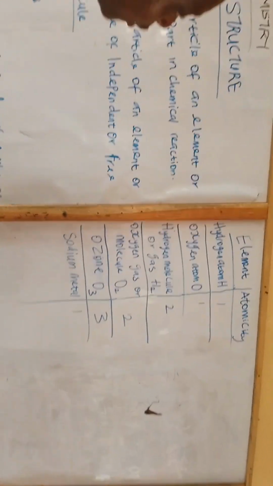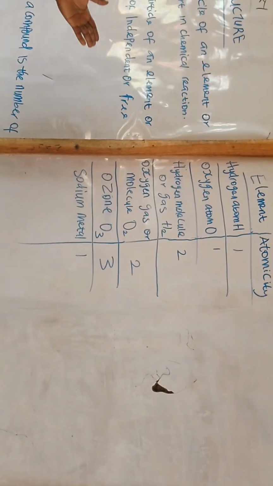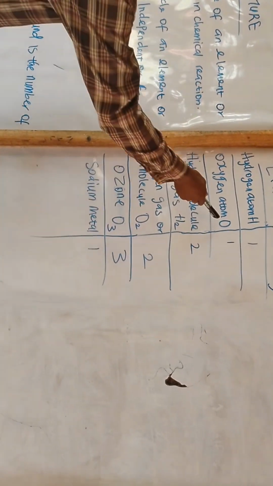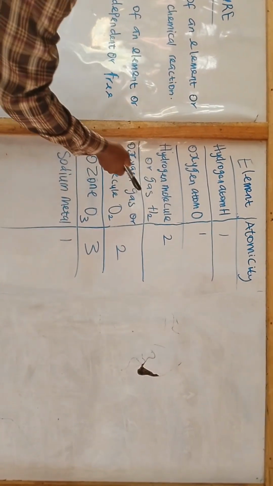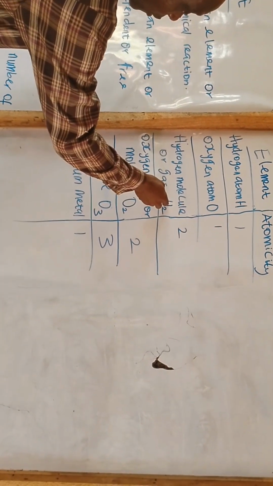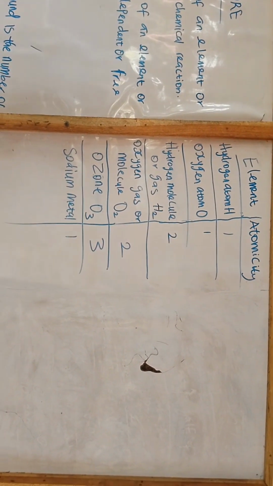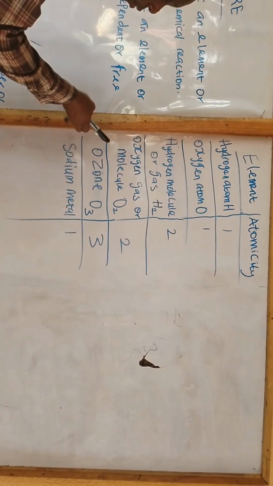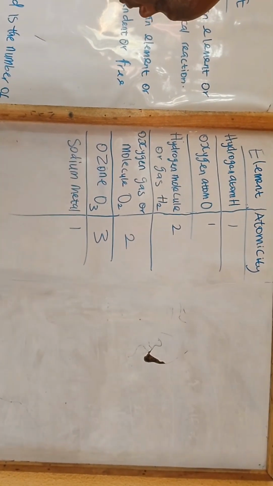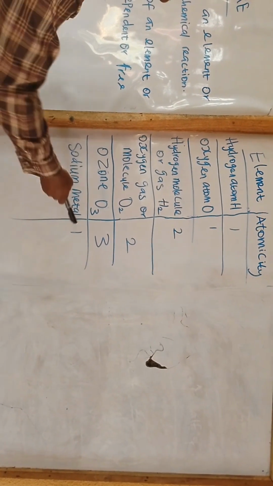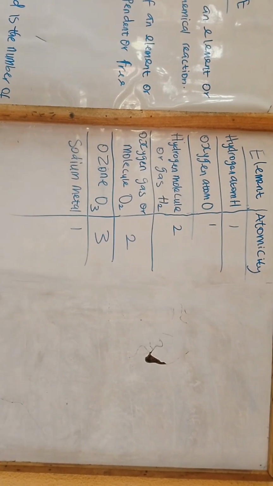We have hydrogen atom, because it is just ordinary H, the atomicity is 1. Oxygen atom, because it is ordinary O, the atomicity is also 1. Hydrogen molecule or gas, because it is H2, the atomicity is 2, because we said it is the number of atoms present in any of the element or compound. Oxygen gas or molecule is O2, so the atomicity is 2. Ozone is O3, the atomicity is 3. Sodium metal, as a metal, the atomicity is 1. So we still have others which can be tested at any point in time in any exam.